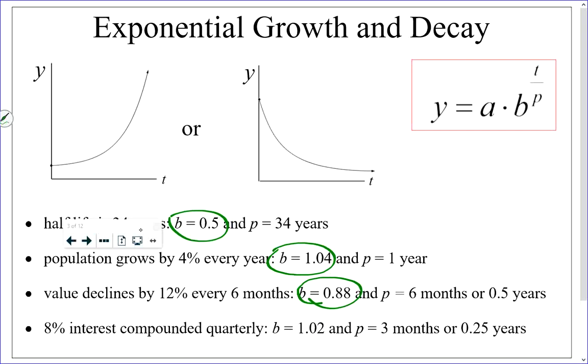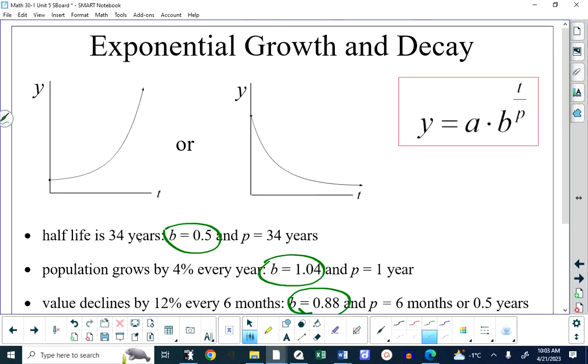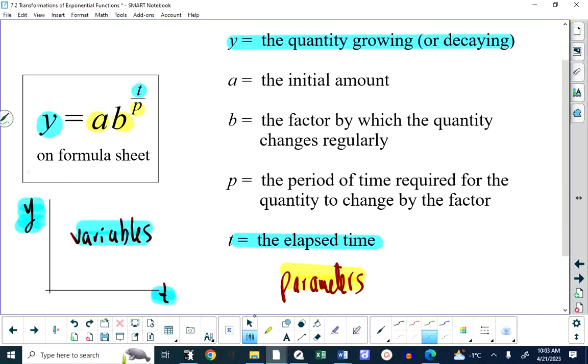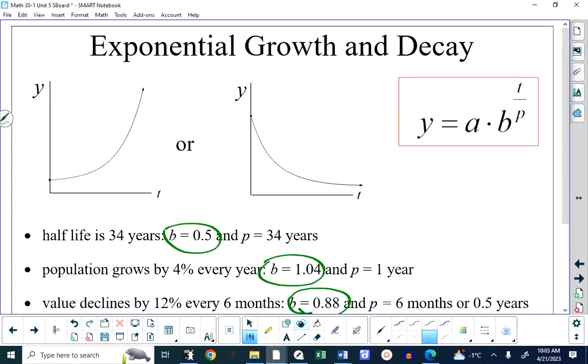So that's what I mean when I say in your notes that B is the factor by which things change. P is the length of time it takes for that change to happen. We need to know this. So if I go back to my first example, if the half-life is 34 years, B is a half, B is 0.5, and it's happening every 34 years, so P is 34.